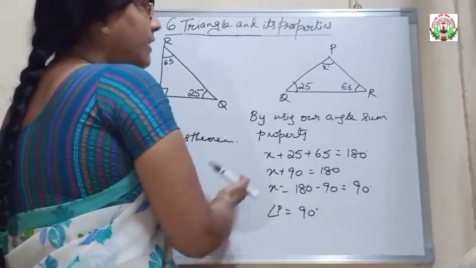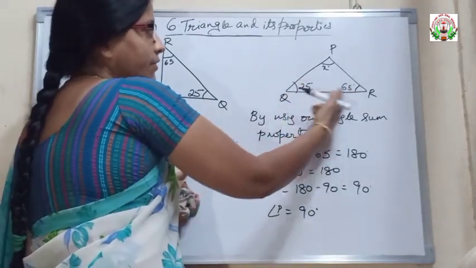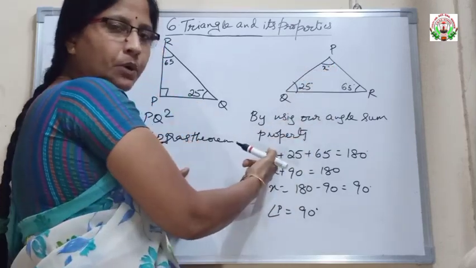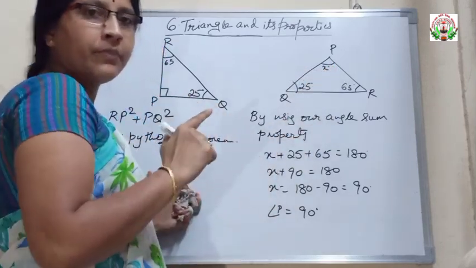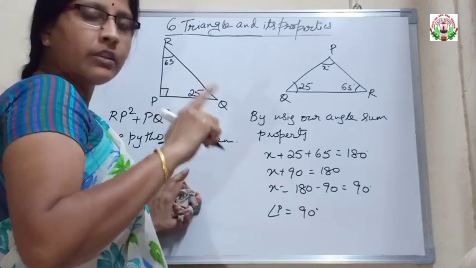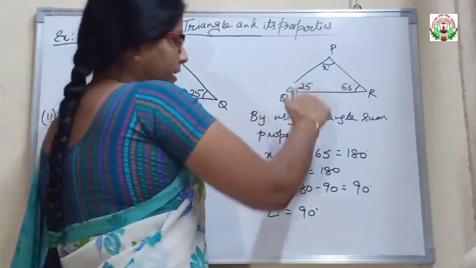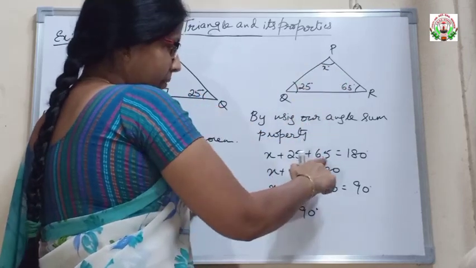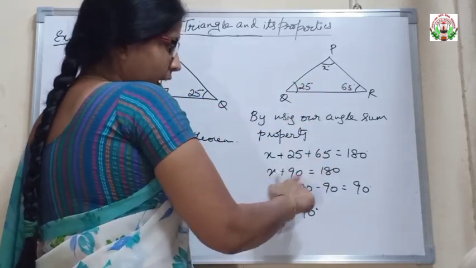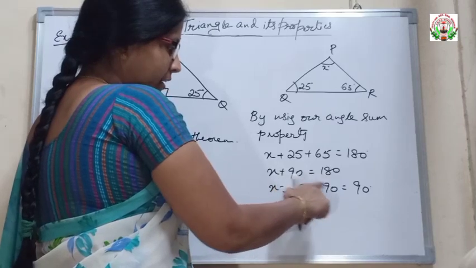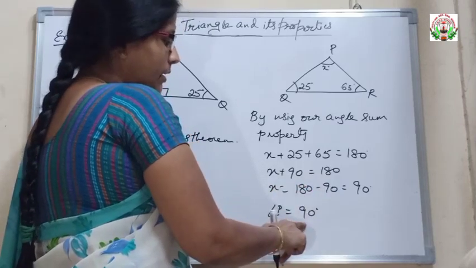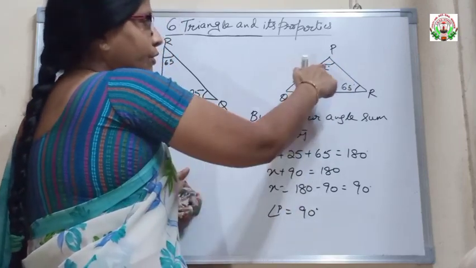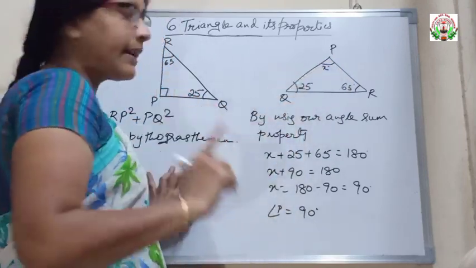Sixth one, see, once again they have given a triangle. They have given two angles. We have to find the third angle. So by using our angle sum property, the sum of all the angles of a triangle is 180. So I have added x plus 25 plus 65. 25 plus 65 is 90. So I have subtracted this 90 from 180, and I have got x, this angle, as 90 degrees. So if it is 90 degrees, it is a right angle triangle.